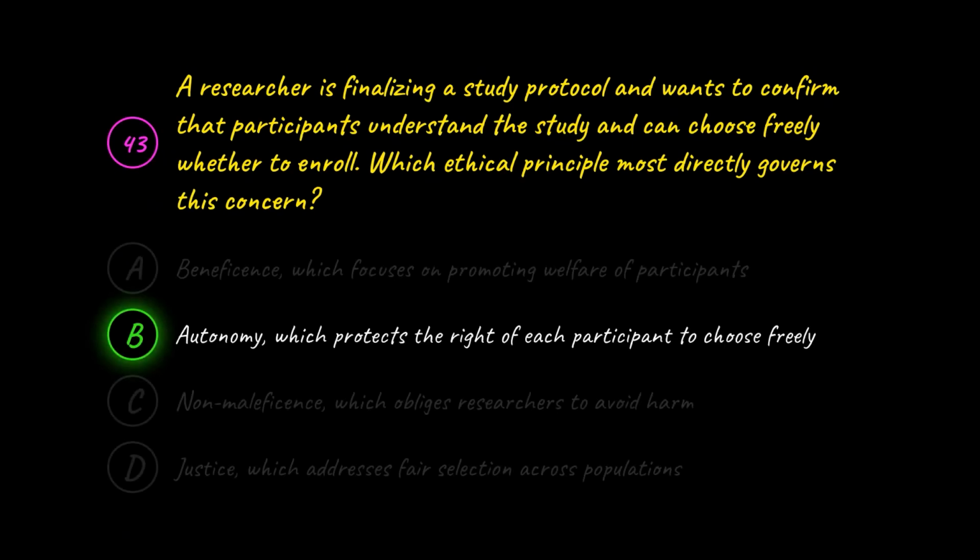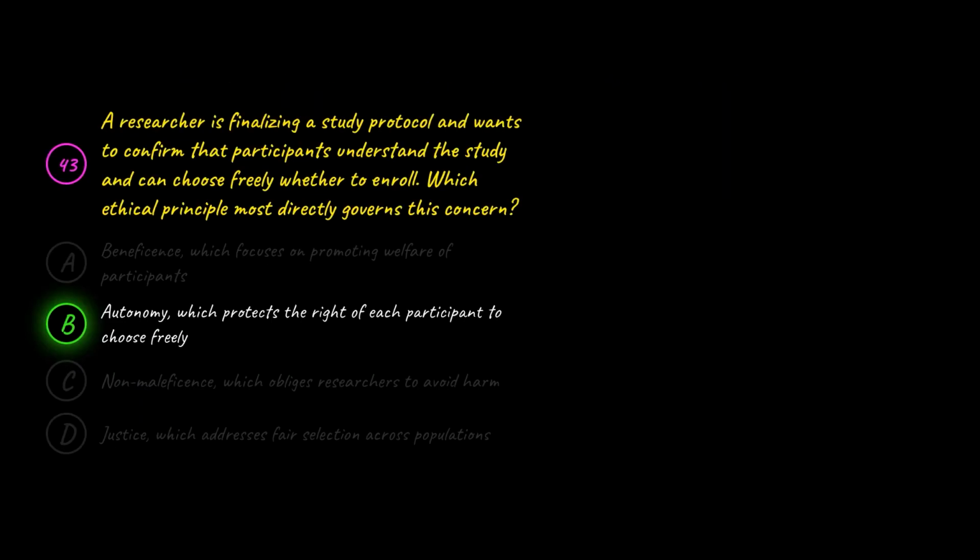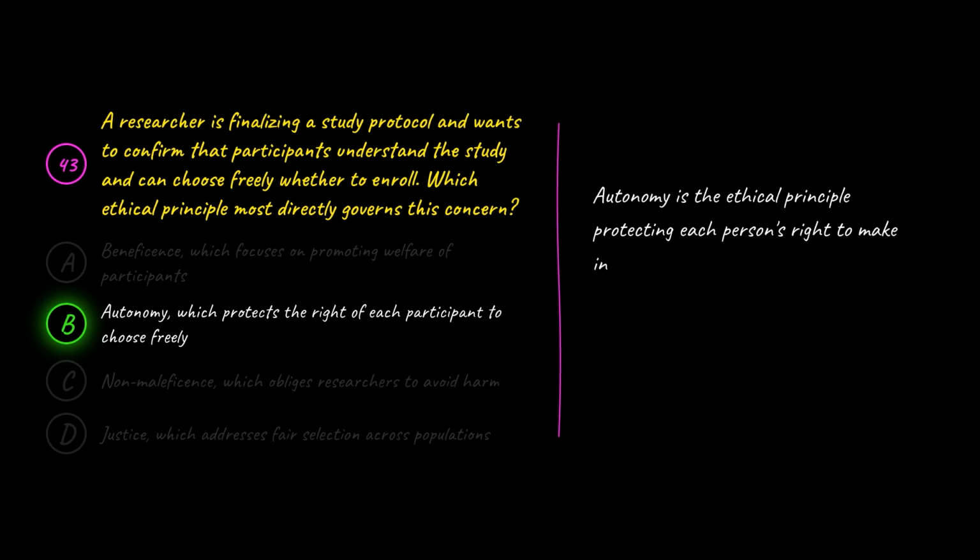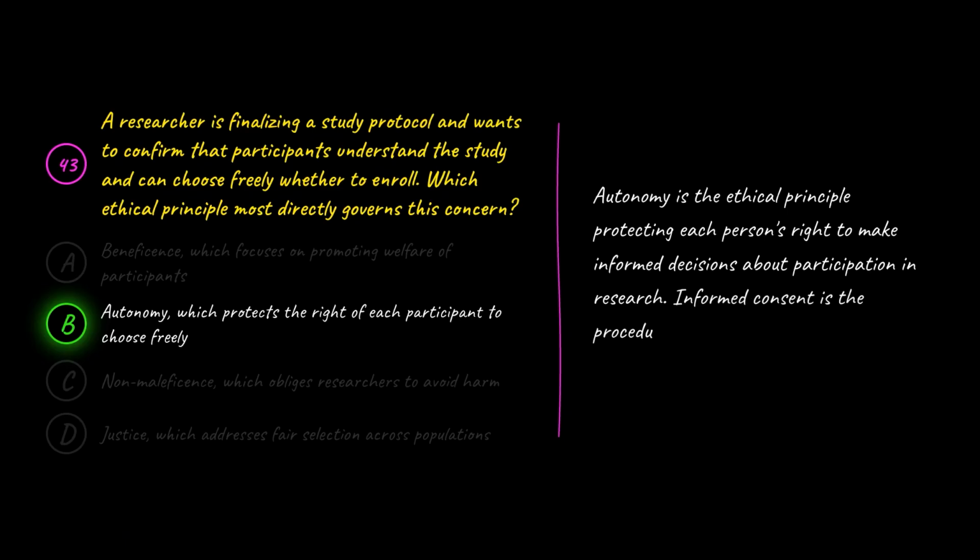The correct answer is B. Autonomy, which protects the right of each participant to choose freely. B is correct because autonomy is the ethical principle protecting each person's right to make informed decisions about participation in research. Informed consent is the procedural expression of autonomy. Ensuring participants understand the study and choose freely is the working definition of respecting autonomy.